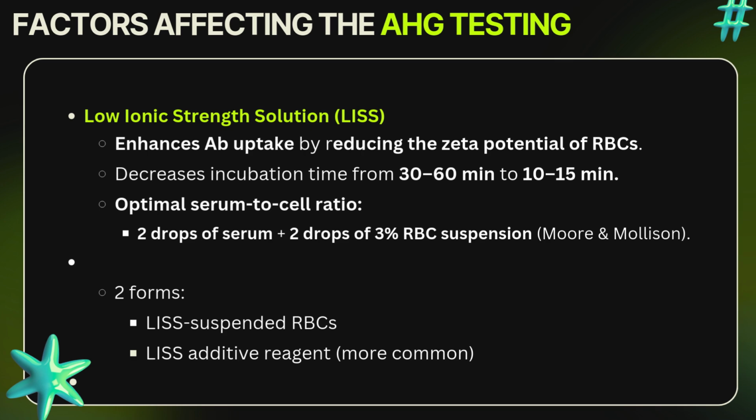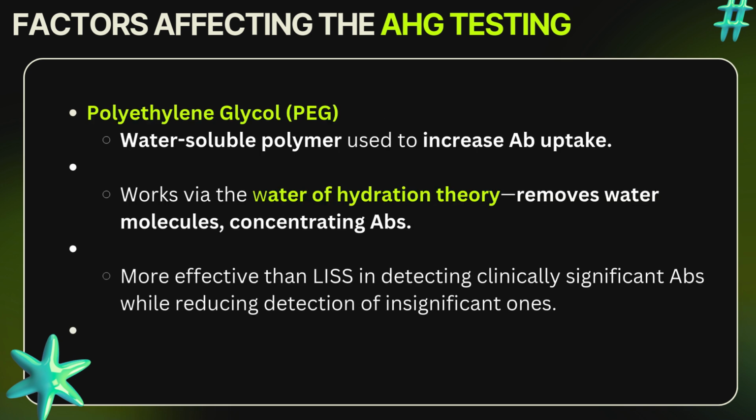The optimal serum to cell ratio when using LIS is 2 drops of serum to 2 drops of a 3% RBC suspension, as demonstrated by Moore and Mollison. This specific ratio ensures maximum effectiveness and sensitivity in the test results. There are two forms in which LIS can be utilized: LIS suspended red blood cells and the more commonly used LIS additive reagent. Understanding and choosing the appropriate form of LIS is essential for the testing protocol.